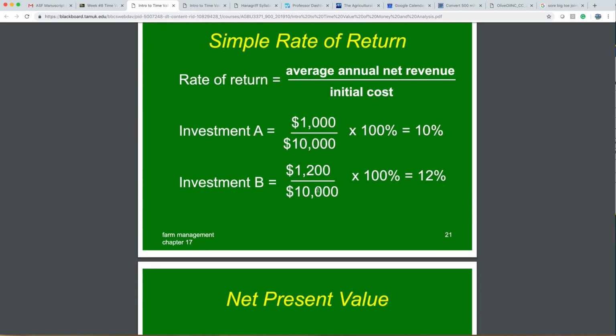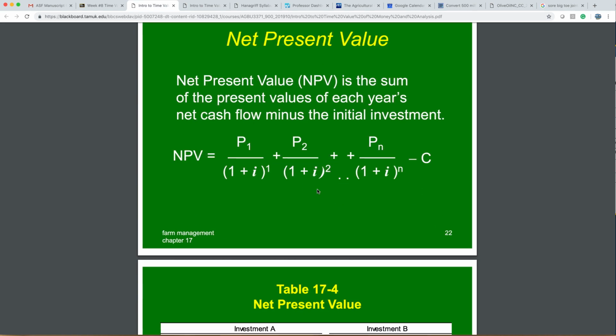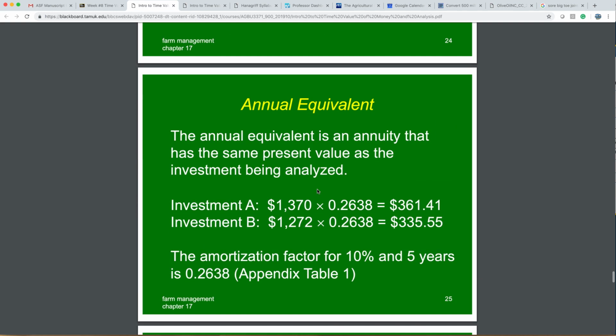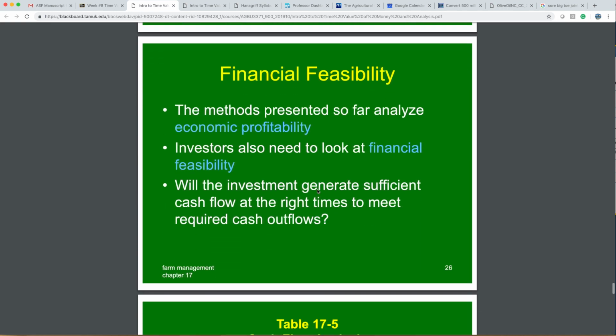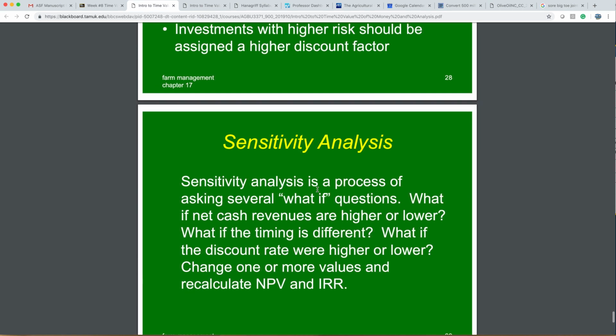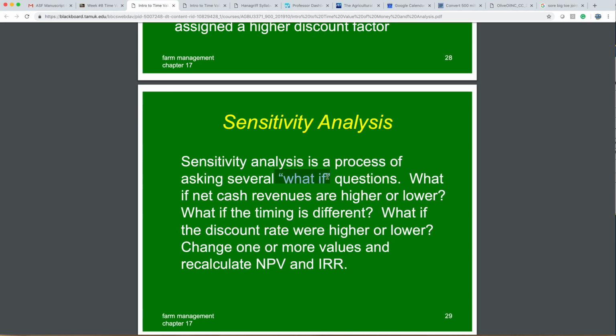Moving through the end, net present value is really where we focused. And so what is net present value? What is internal rate of return? And then it talks about investment value, feasibility. And really the last part of what we've done is sensitivity, which is called what if questions, which is what we did at the end.